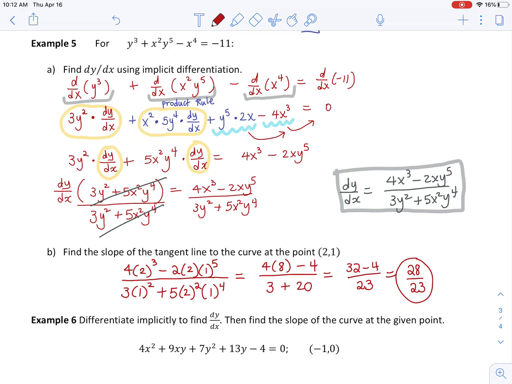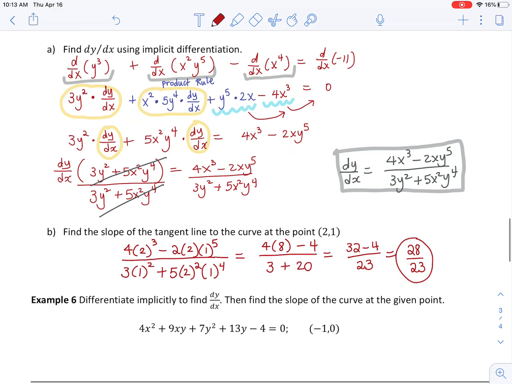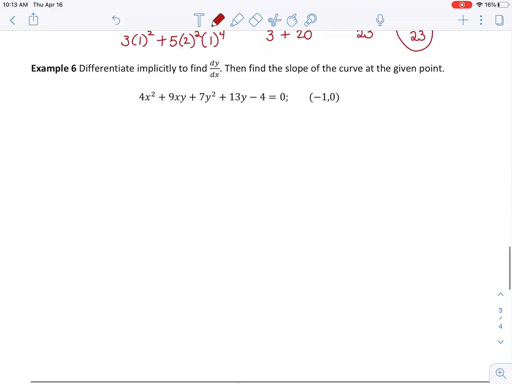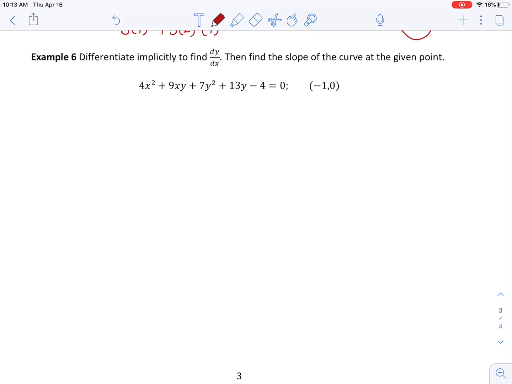Minus 2 times 2 times 1 to the 5th power. Okay. The numerator is 28 and the denominator is 3 plus 5 times. There's no point in simplifying in my head as I type this in the calculator, so I'm going to go with it. 28 over 23 is my answer. You know what to do. If you don't get the same answer, please let me know.